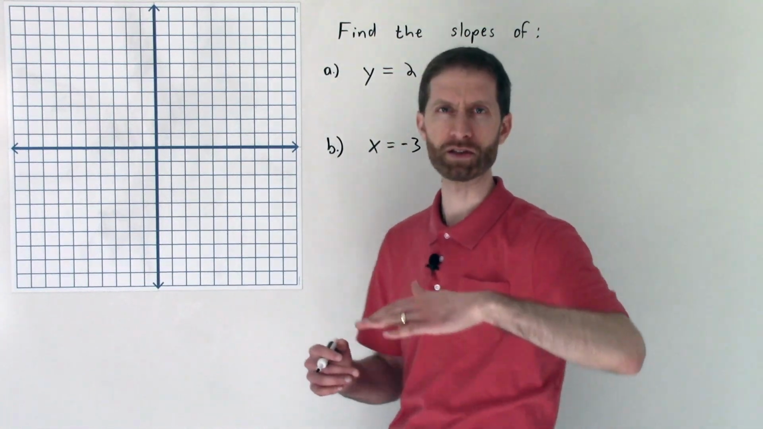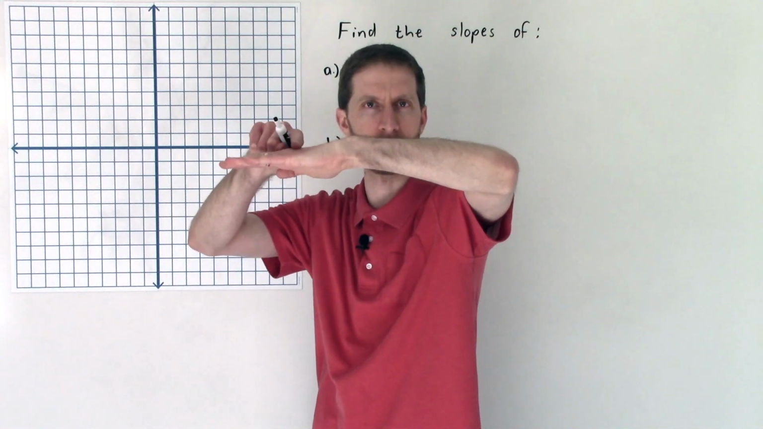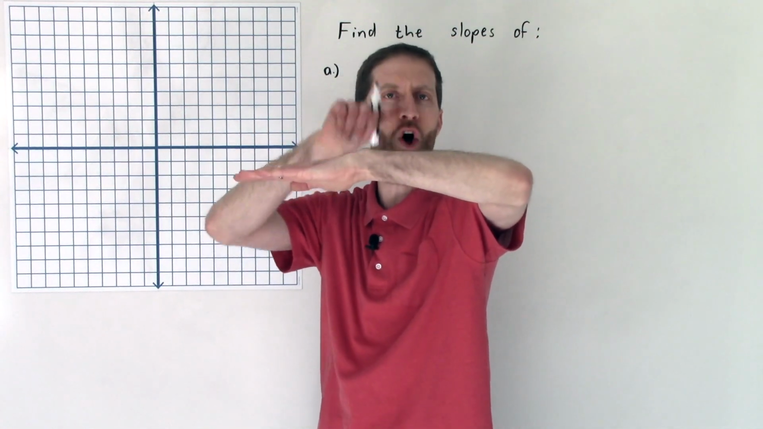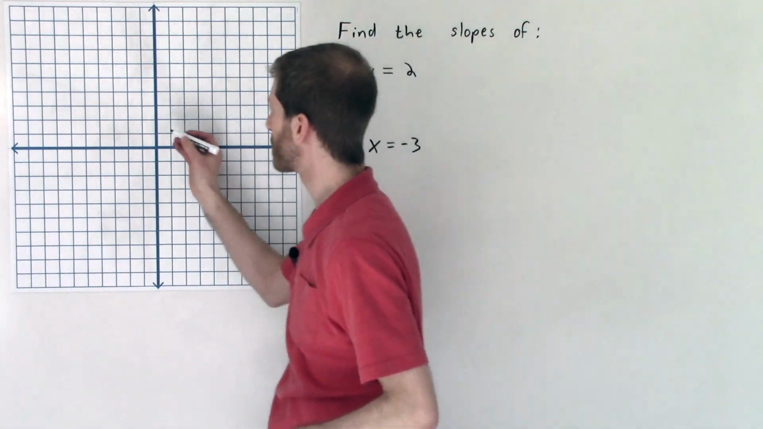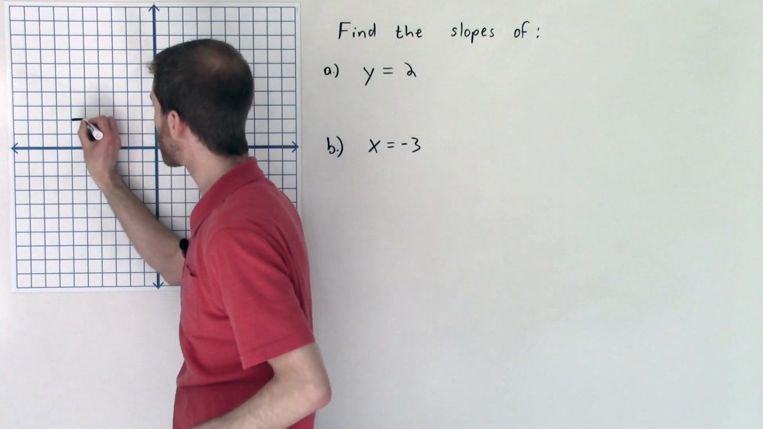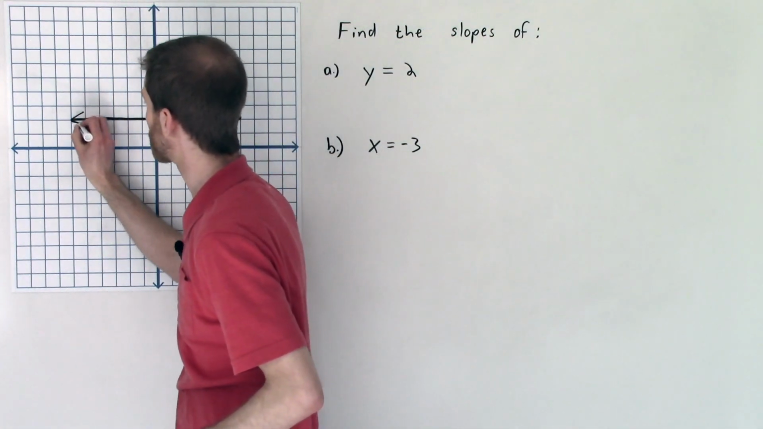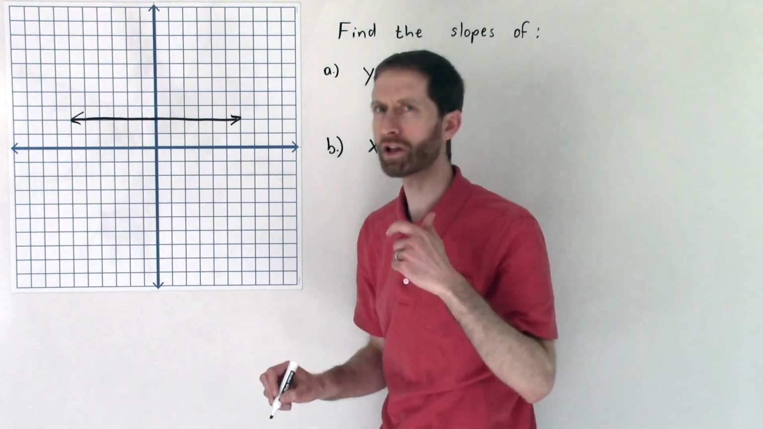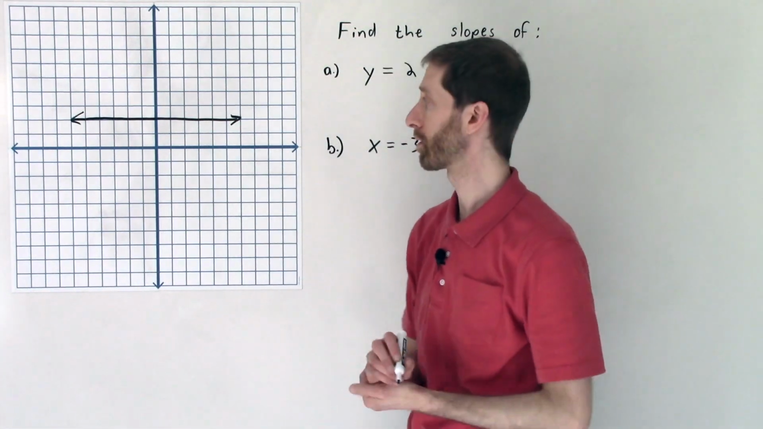Well, let's think about this. Y is 2, as we've seen in a previous video, is a horizontal line. That doesn't rise at all. So if we think of it in terms of rise over run, let's take a look at what this looks like. It doesn't rise at all. We know that it's y equals 2, which means all the points have a y value of 2. And it's a horizontal line like that. And if you're wondering why the line looks like that, look at my previous video of how to graph horizontal and vertical lines.